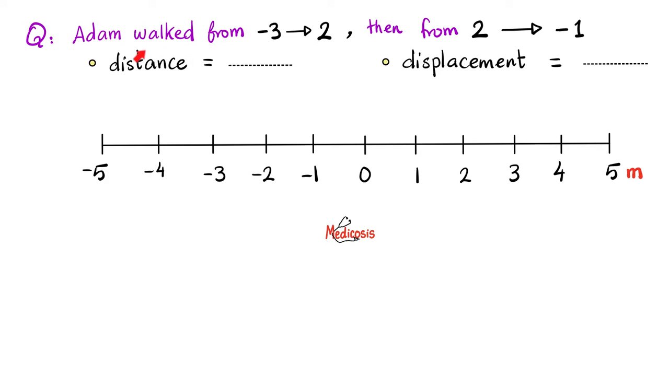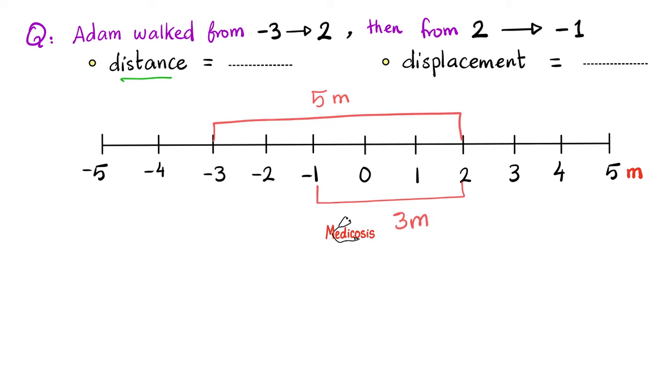Let's review. Adam again walked from -3 to +2, and then from +2 to -1. Calculate the distance and the displacement. Let's go. So first from -3 to +2, how many units? 1, 2, 3, 4, 5 units. Then from +2 to -1, how many units? 1, 2, and 3. Distance is scalar, does not have a direction, so you just add them together. 5 plus 3 equals 8 meters, that's the total distance.